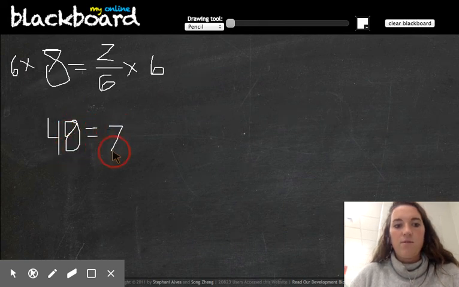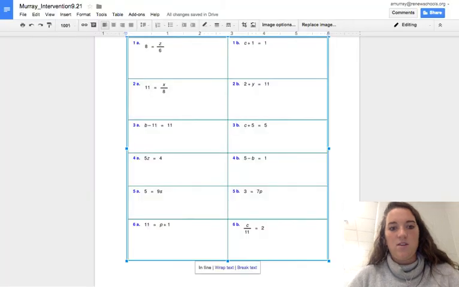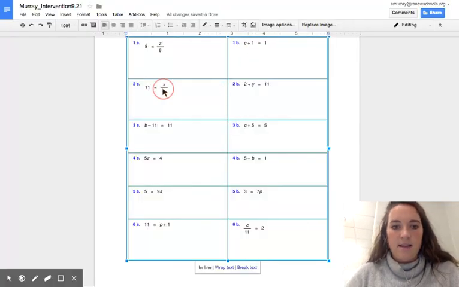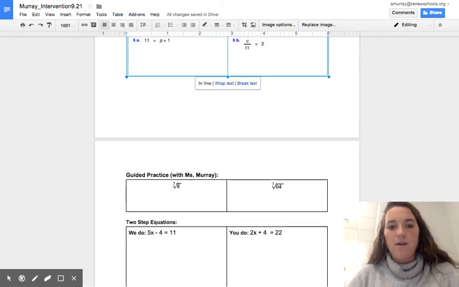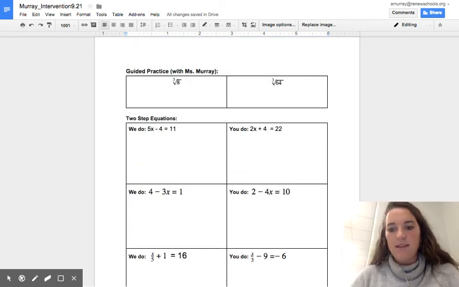So don't get fooled or don't get confused by the fact that you have your variables on a different side of the equation for some of them. It's the exact same thing. So go ahead, finish up the front as well as the back, and then Miss Mac will pull you at the end of class. Good luck.